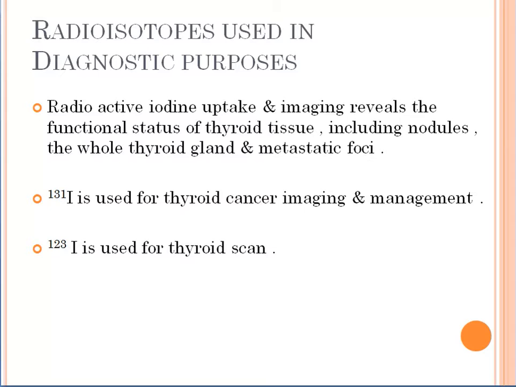Radioactive iodine uptake imaging reveals the functional status of thyroid tissue, including thyroid nodules, the whole thyroid gland, and metastatic foci, using isotopes iodine-131 and iodine-123. Iodine-131 is used for thyroid cancer imaging, and iodine-123 is the radioactive isotope for thyroid scans.